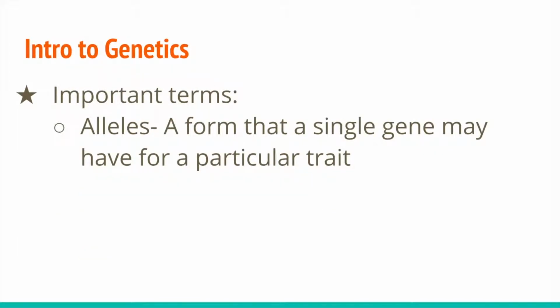So these notes today are basically just some important terms that you need to know about before we do some monohybrid crosses. So the first one is alleles. Alleles are a form that a single gene may have for a particular trait, so it could be dominant or recessive. And we'll talk about those terms, dominant and recessive, in this lesson. Go ahead and pause if you need to before going on.